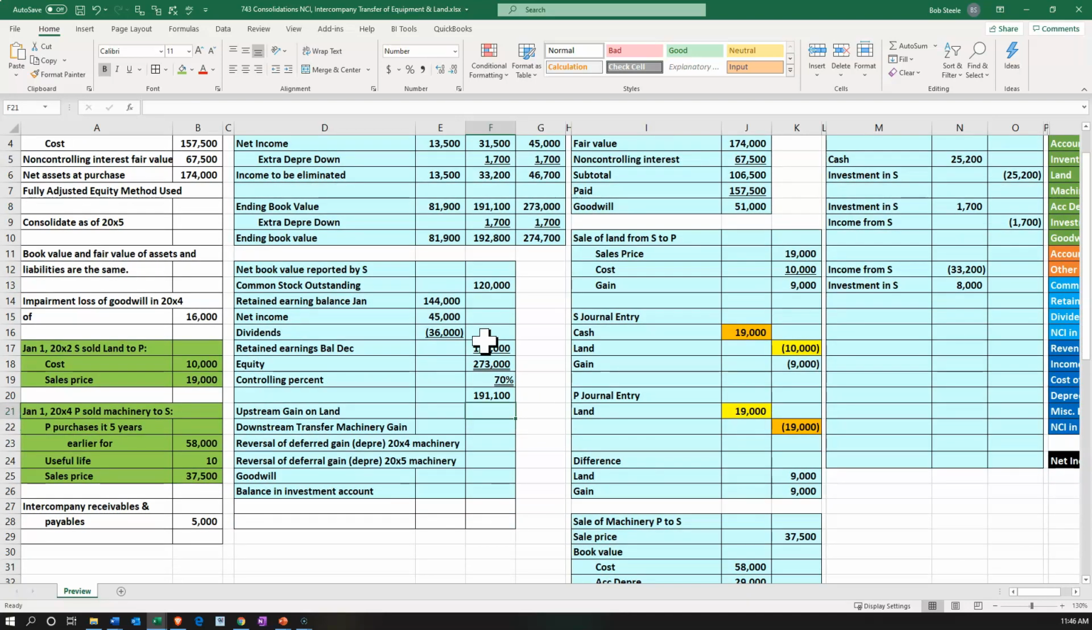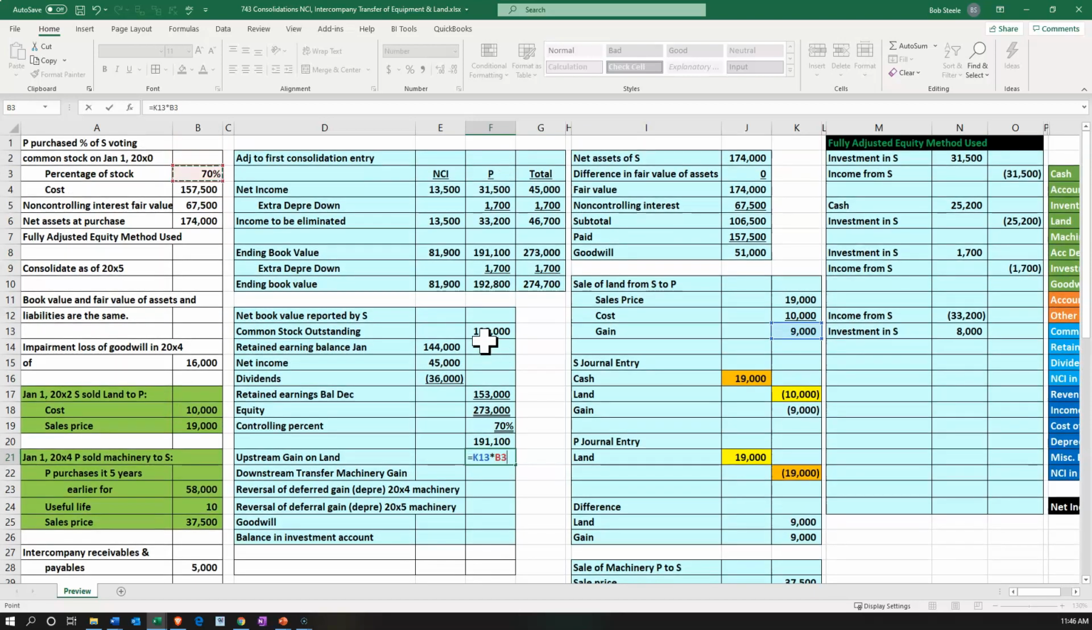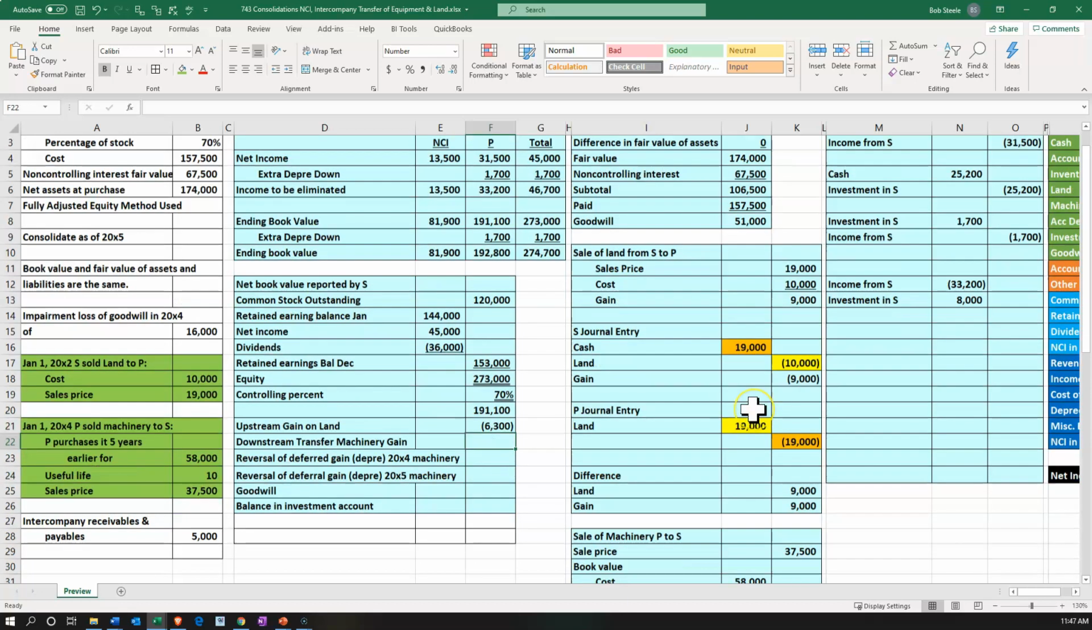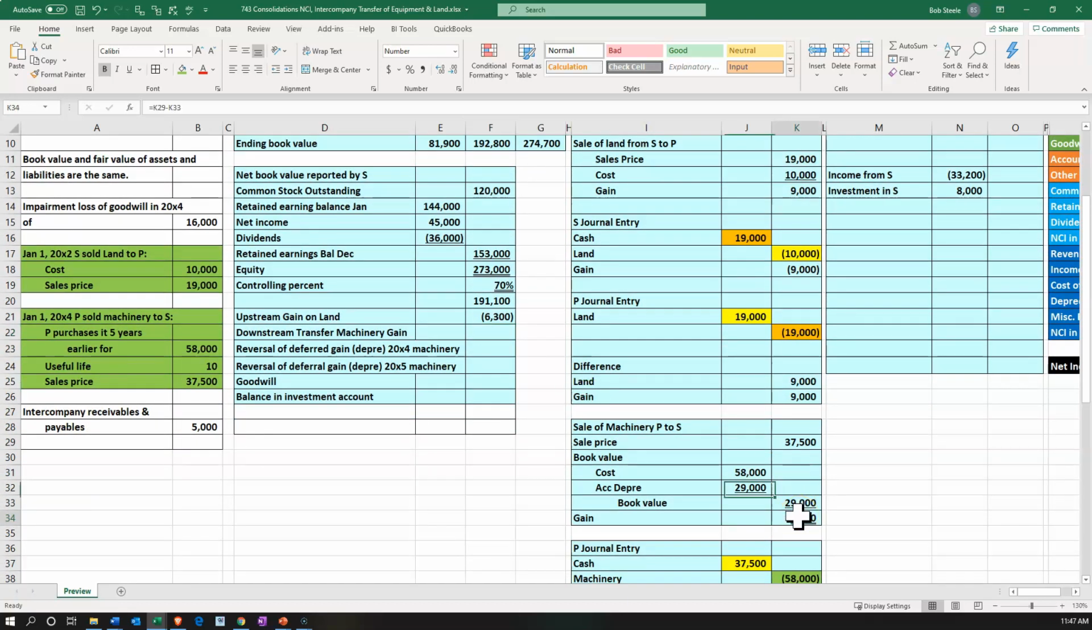So let's take that 9,000 of the land gain, and we're going to multiply that times our percent, which is the 70%. I'm going to make it a negative because this is going to decrease, so I'll just put a negative sign in front of it. And then we have the downstream transfer of machinery and equipment. So here's the downstream. There it is right there.